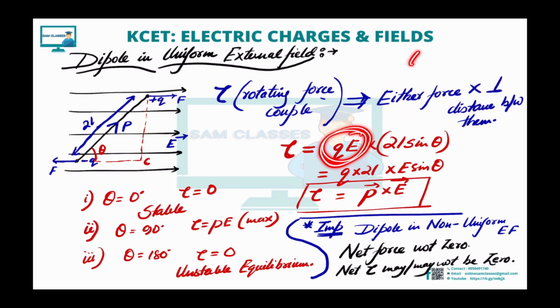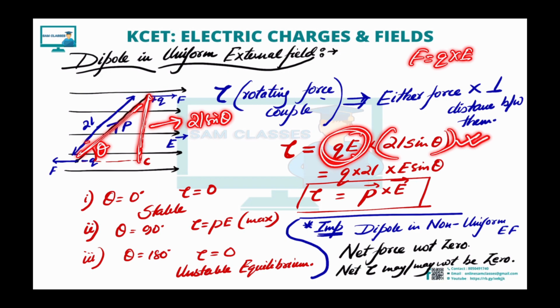So I've taken this force and this force, and the perpendicular distance between them is this one. So the force formula is what? F is equal to what? Charge into electric field, QE. And this distance is what? 2L sine theta, because this was 2L, and this is theta. If I want to use trigonometry, it will be what? 2L sine theta. Correct. So force is equal to QE into 2L sine theta.